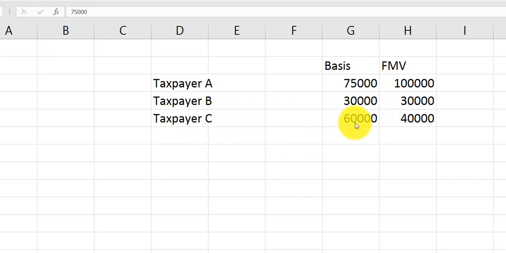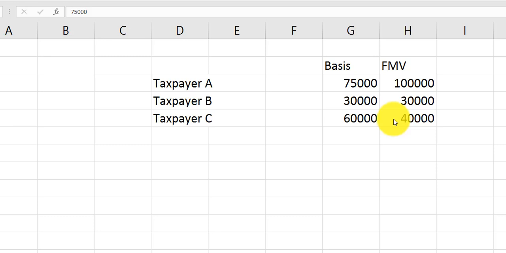Okay, and taxpayer C here has a loss. Now it gets a little trickier. They still cannot record a loss on this transfer. So in this case, it actually works against the taxpayer, in terms of there is no loss recognized. So on this taxpayer C, their basis is $60,000 and the fair value is lower than that. So there's actually a realized loss in this exchange.